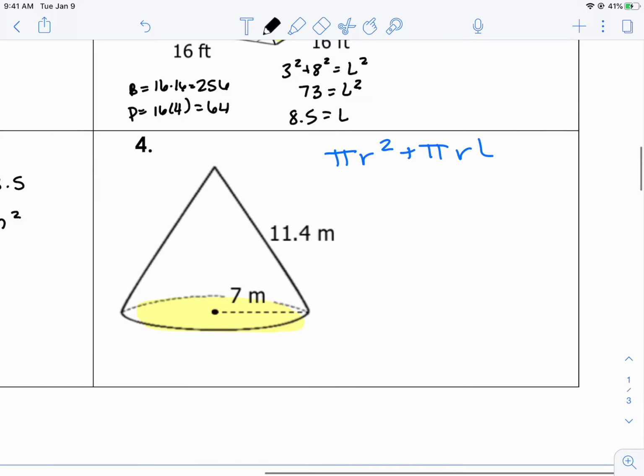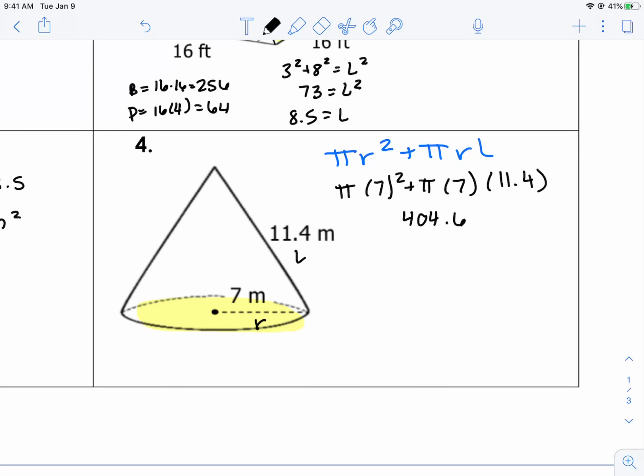All right, number 4. So this time it is a cone. Okay, and I already wrote the formula for you guys. So this is my radius. That 11.4, that is my slant height for this case. And then I just plug everything in. So I have pi times 7 squared plus pi times 7 times 11.4. Plug it straight into my calculator, and it's about 404.64 meters squared.